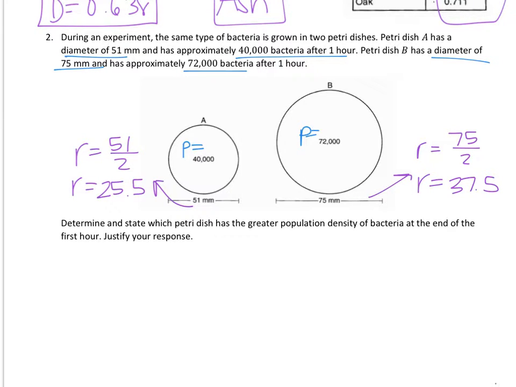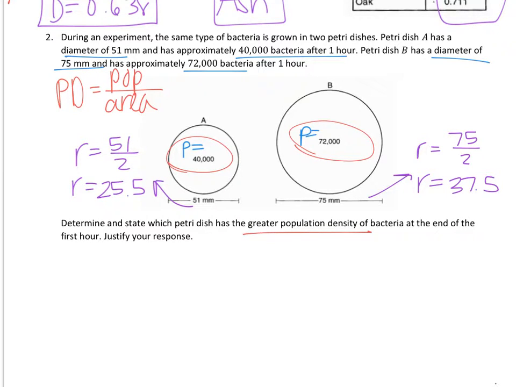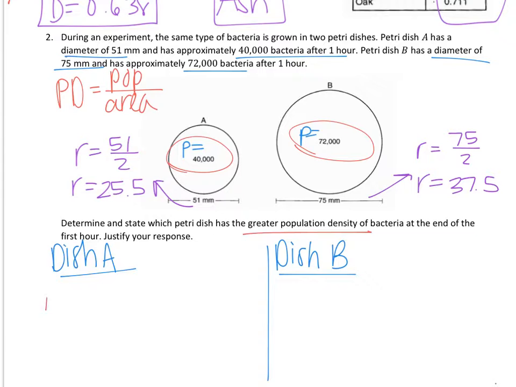Now our goal here is to determine and state which petri dish has the greater population density. Remember, our population density formula is PD equals population over area. They tell us the populations, that's great, except they don't tell us the areas, so that's not so great. We're going to split our paper up into 2 sections with dish A and dish B. So we're going to find the area of dish A. We'll also find the area of dish B.